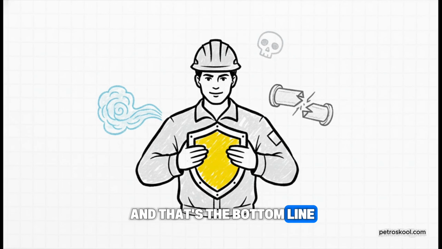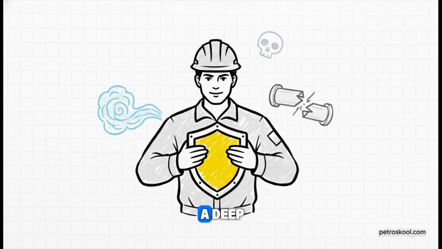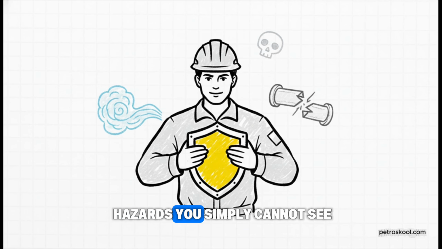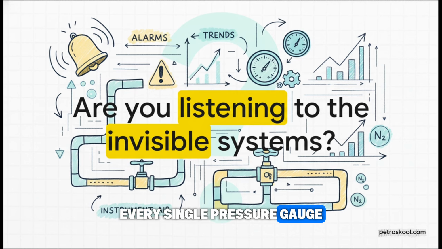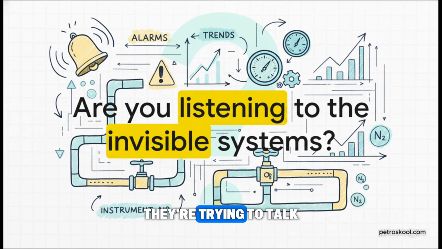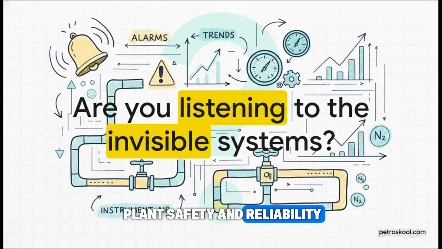And that's the bottom line, really. Being a professional isn't just about running the plant well, it's about running it safely. And that means having a deep, unwavering respect for the hazards you simply cannot see. So, I'll leave you with this question to think about. Every alarm, every trend, every single pressure gauge, that's a signal from these invisible systems. They're trying to talk to you. As the first line of defense for your plant's safety and reliability, the only question is, are you listening?